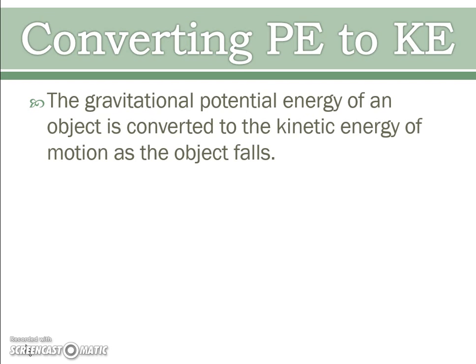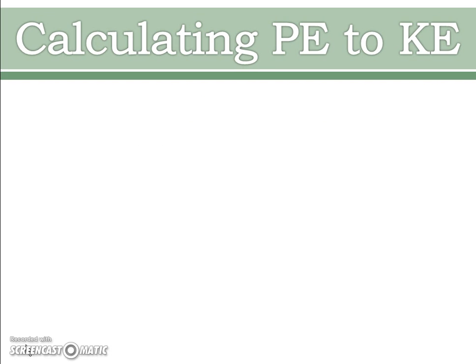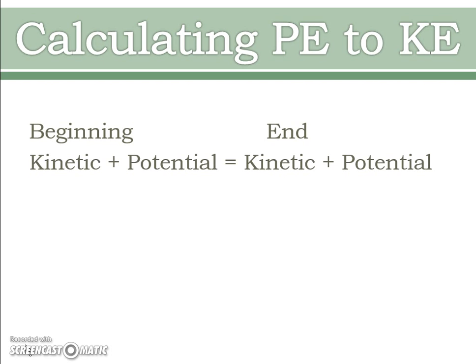Once it is knocked from the shelf and begins to fall, its potential energy starts changing into kinetic energy. And just before it hits the ground, it no longer has any potential energy at all. It's all been converted into kinetic energy. And we're actually going to do a lab in the computer room that will help you look at potential energy and kinetic energy. Now, calculating potential energy to kinetic energy, you have a beginning, you have an end. So the kinetic and the potential in the beginning has to equal your kinetic and your potential at the end.